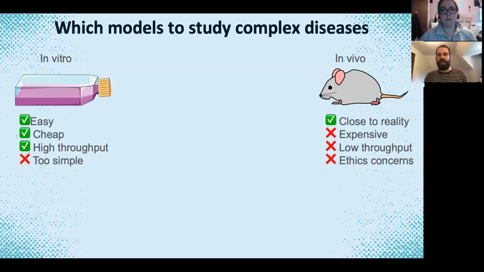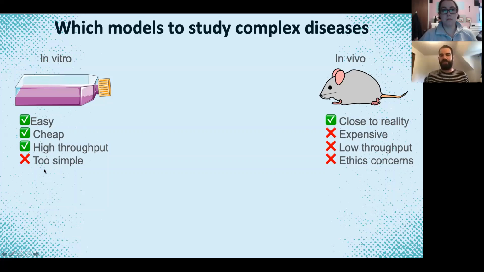On the other side, you have the in vivo models that are closer to reality because you're in a full animal. So you have all this architecture and all the other types of cells. Even if you're in a mouse here, so it's a little bit different than human, it's easier to translate a result from mouse to human than from in vitro to human.